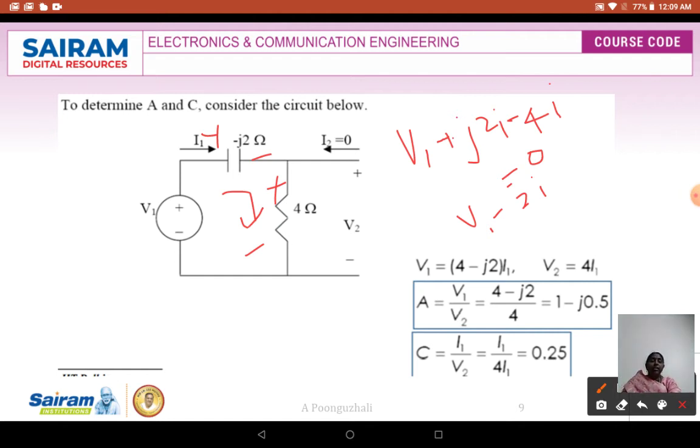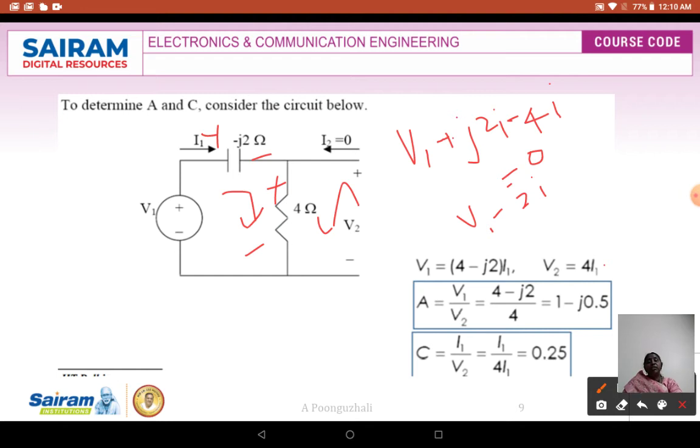So here we can write V2 is equal to drop across this 4 ohm resistance. That is nothing but, if I write my KVL like this, V2 is equal to 4I1 there. Now we want A is equal to V1 by V2, or C is equal to I1 by V2. Anyway, this term is there. So from this you can find out a C value. C value is nothing but I1 by V2. It is 0.25 value. Your admittance is going to be more.